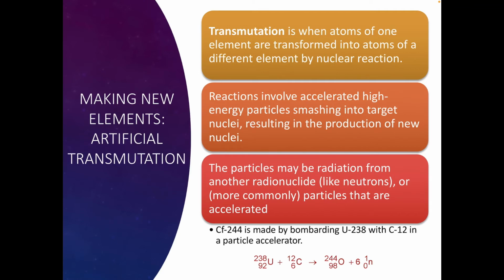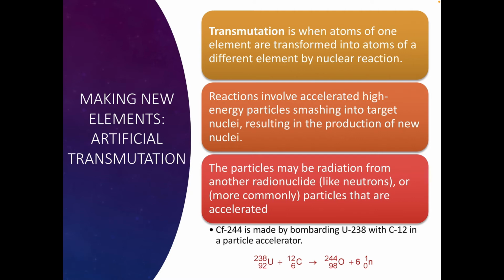Okay, let's talk about transmutation. We talked about transmutation a little bit before. Transmutation is just when one atom of one element is turned into an atom of a different element via a nuclear reaction. So when we were talking about this before, we were looking at it because of radioactive decay. It underwent beta decay or alpha decay, and it had a different number of protons. Therefore, it became a different atom.